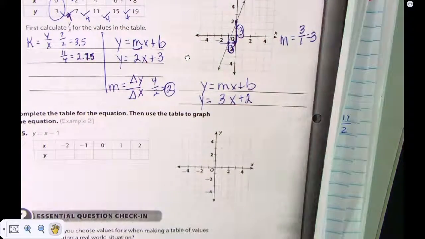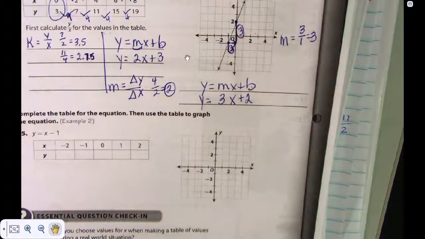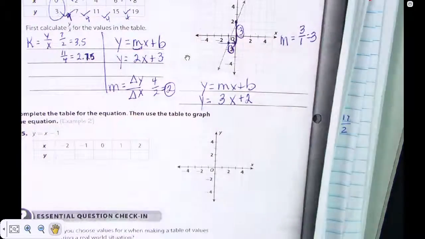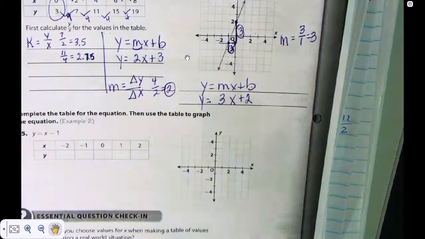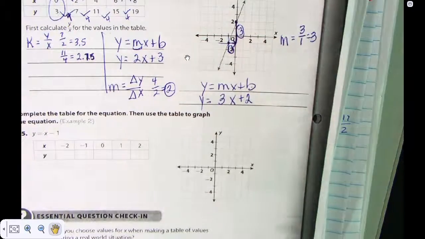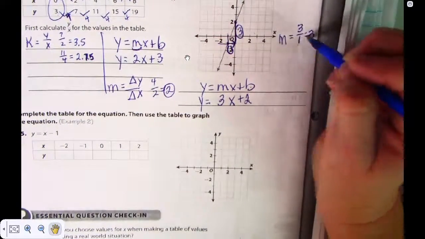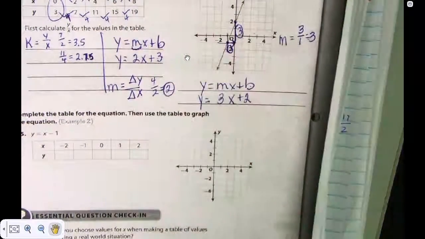Y'all don't know that it's 3 over 1? Well, I need to hear you. It scares me when I only hear like 3 or 4 people saying it. Because I'm thinking, oh my goodness, we've worked so hard on this. How are they not knowing it? Do I need to go back and redo it? It's 3 over 1, which is 3. And so we put 3 in front of the x.